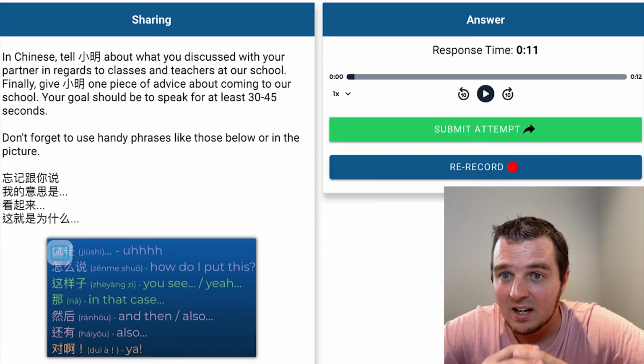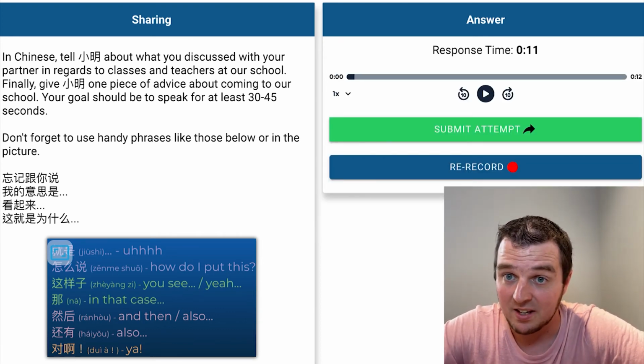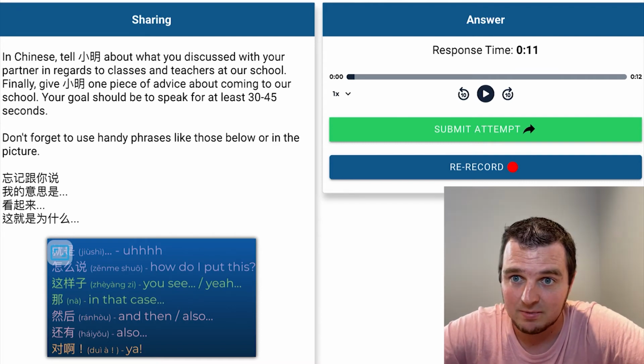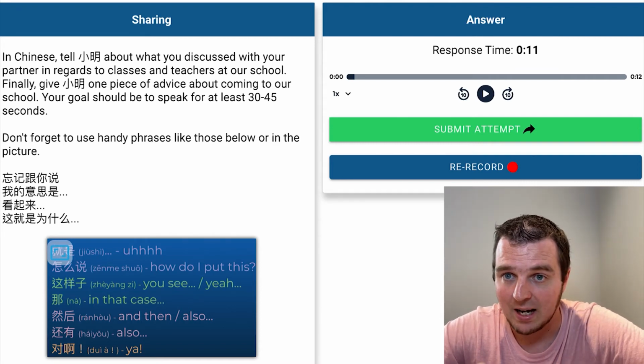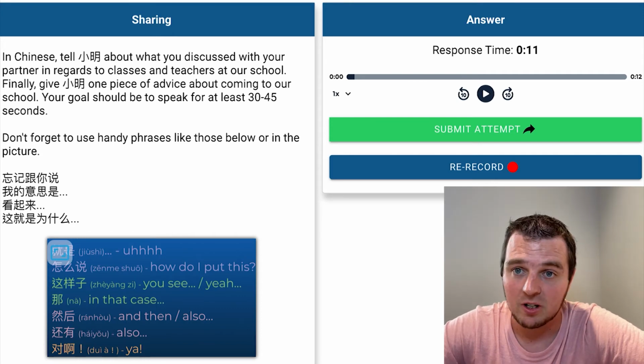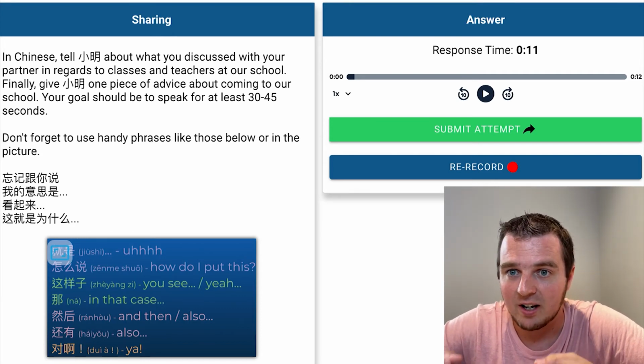So the idea, again, take what they learned in the interpersonal task that they did in class, use what they have on their little sheet or wherever they took notes and recorded that information, and then share that information on Extempore.